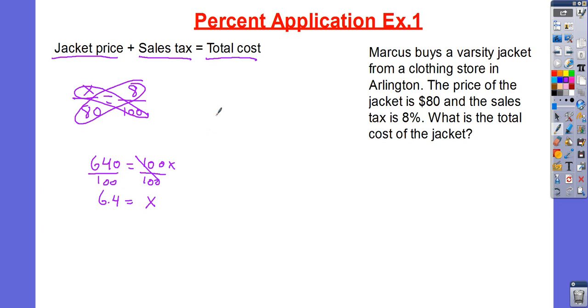So I'm paying an additional $6.40. So I have my jacket price, which is 80, plus my tax, which is $6.40, and that's going to equal my total cost. So if I take 80 and I add $6.40, I'm going to get a total of $86.40.